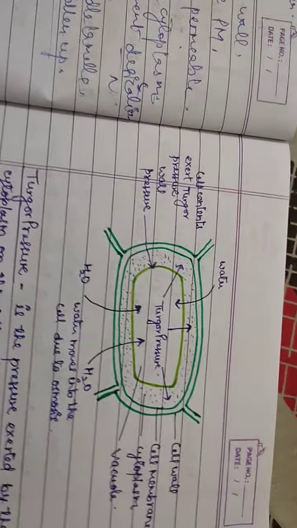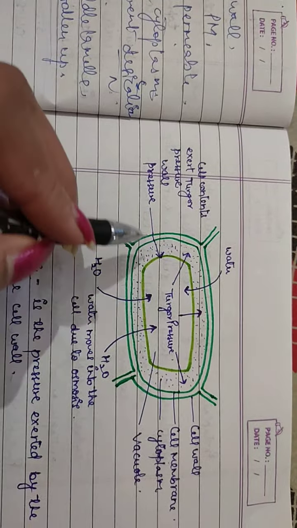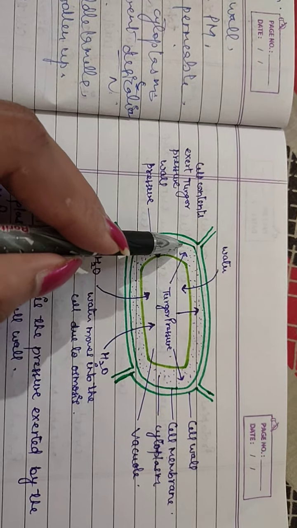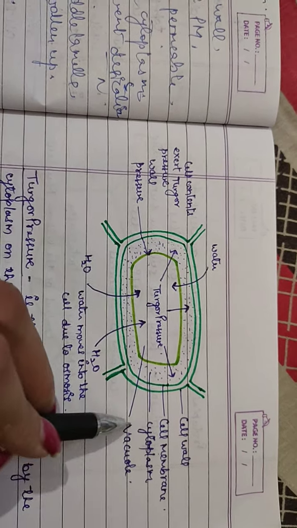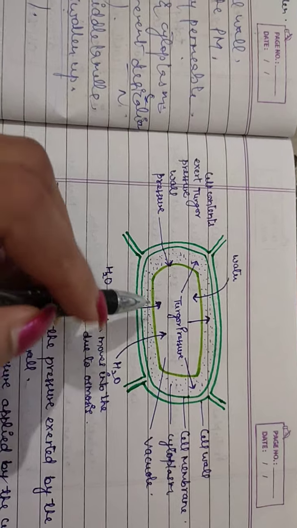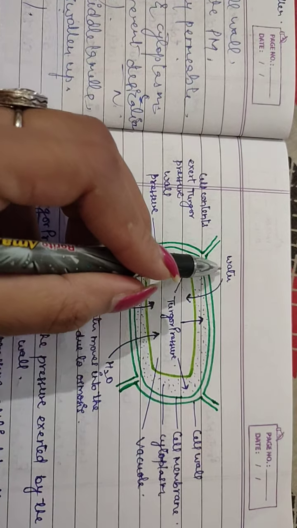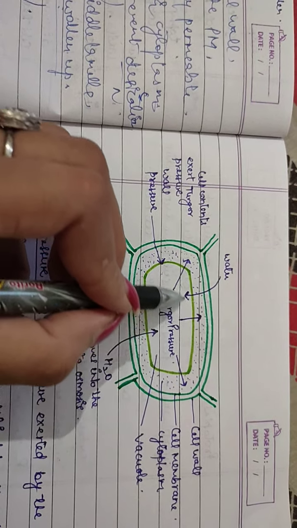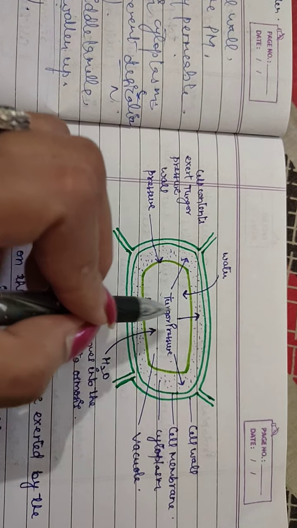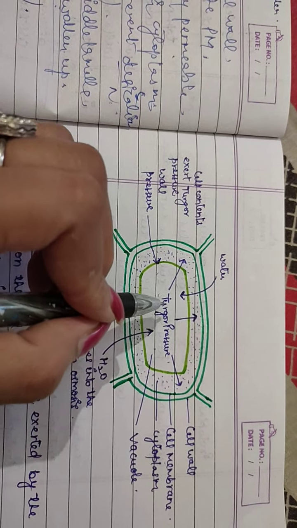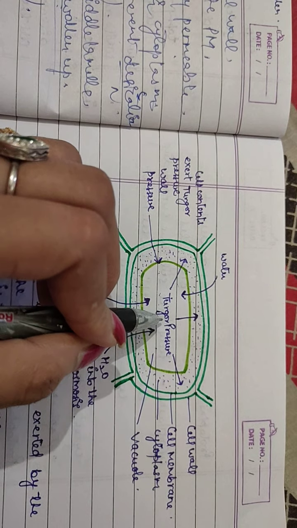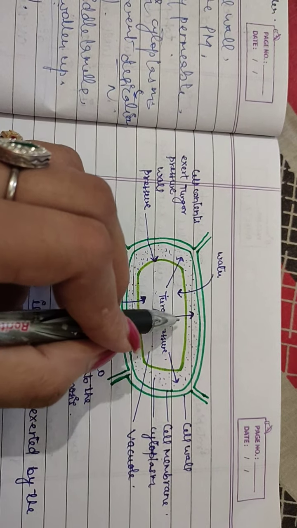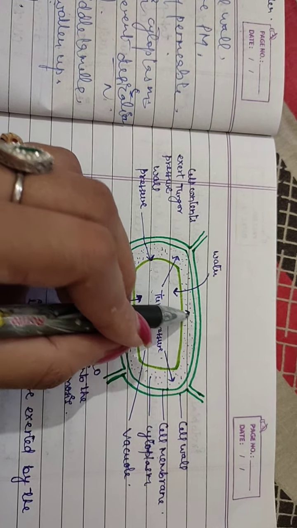You can see in this diagram, this is the structure of a plant cell. Here it is the vacuole, cell wall, plasma membrane, and the cytoplasm. So you can see here that water comes inside and the vacuole becomes turgid. So this turgidity is maintained by the vacuole itself. It pushes the pressure towards the cell wall.